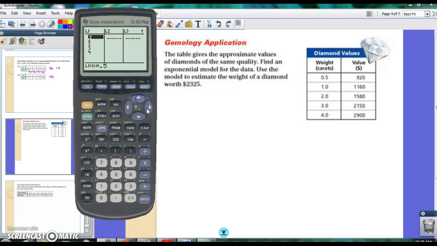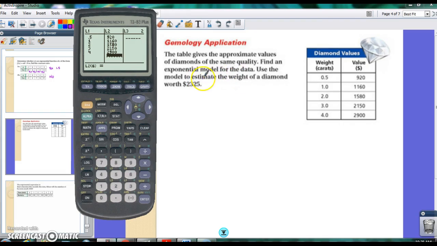I know I'm doing this kind of fast, so if you need to pause the video right now to go ahead and enter all of this into your calculator, go ahead and do that. 60, 1580, 2150, and 2900. Okay, now that is all of the data.